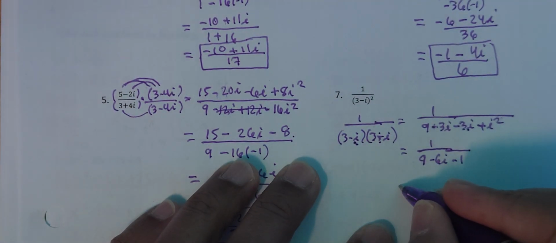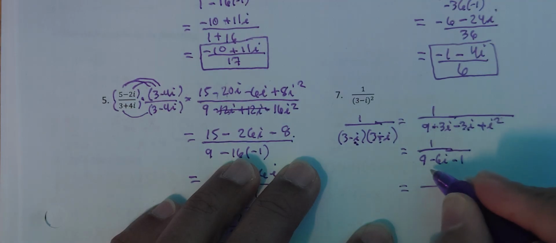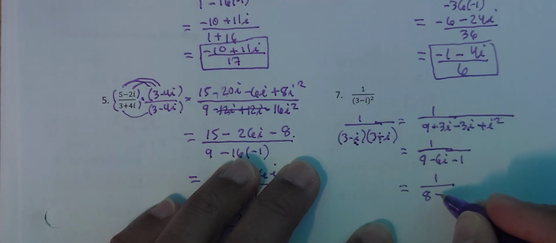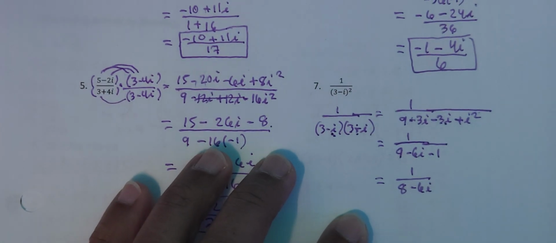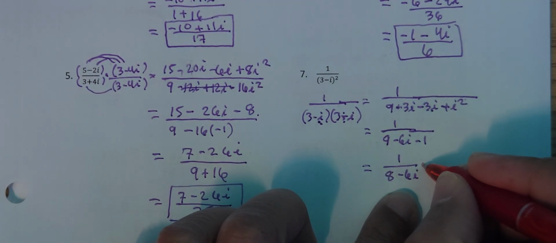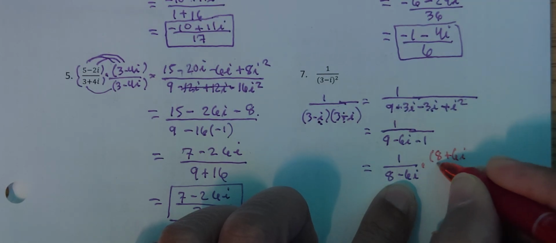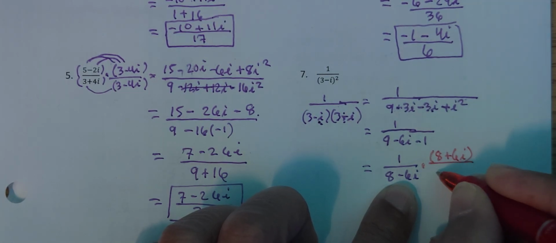So then let's continue simplifying. So then this becomes 1 over 9 minus 1 is 8. So 8 minus 6i. So now notice we have 8 minus 6i in the denominator, so then multiply by the conjugate of this one here, which is 8 plus 6i, numerator and denominator.